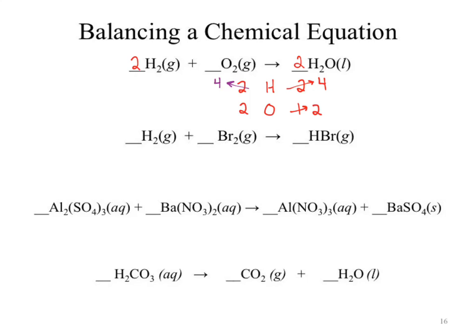Check it again. Hydrogen. How many hydrogens do we have? 4 and? How many oxygens? And? What do we do again? Hydrogen. How many hydrogens do we have? 4. And? 4. How many oxygens? 2. And? 2. What do we do now? Check it again. Okay. How many hydrogens do we have? 4.